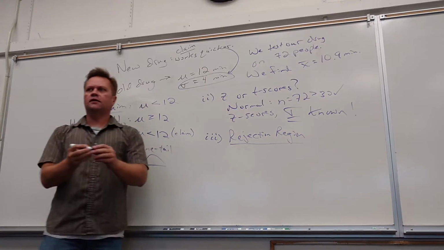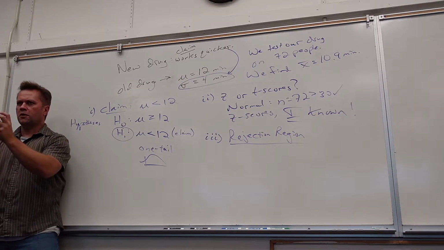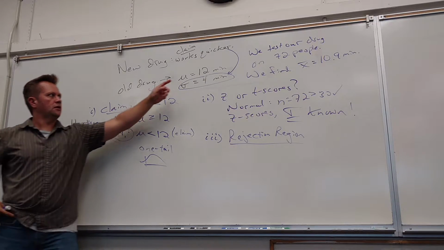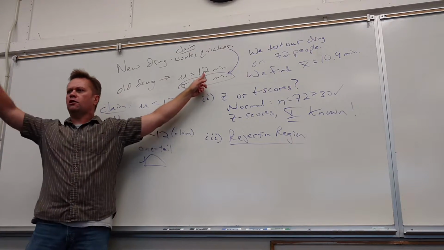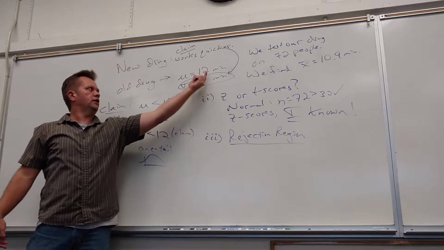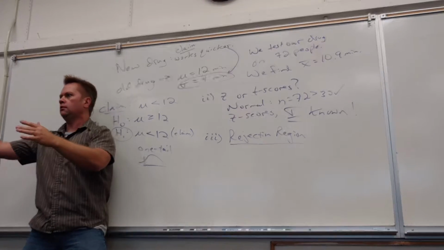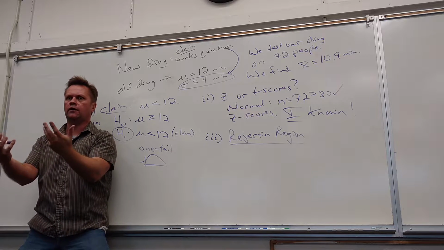So again, at the heart of this, it should make a lot of sense. If somebody thinks the middle is at 12, and I randomly take a sample and get something so far below 12, well then it can't be 12. The actual mean must be less. That's at the heart of a hypothesis test.